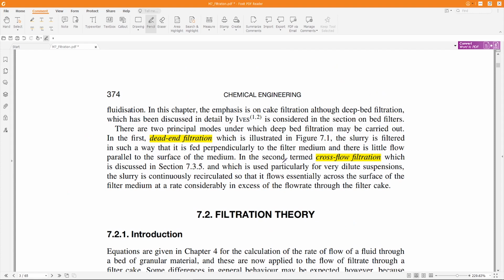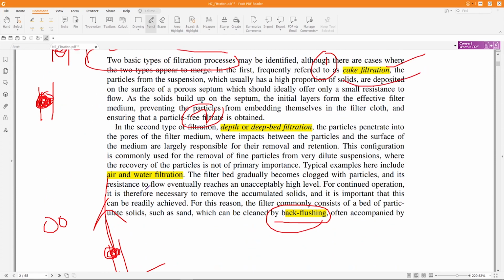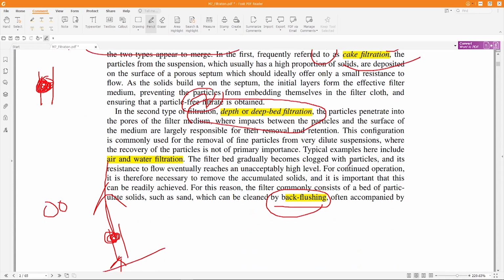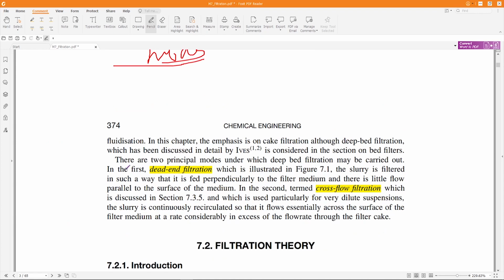And so we have two types of filtration. One is cake filtration, another is deep or depth bed filtration. Okay. And within these two types, we have modes of filtration. What are the two modes? Modes are dead end filtration and cross flow filtration.